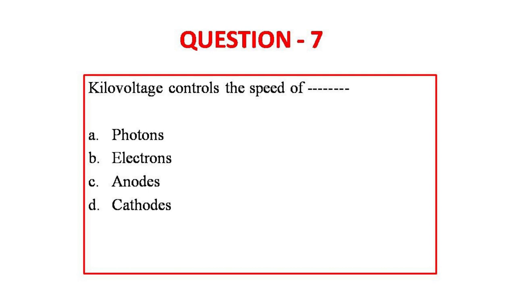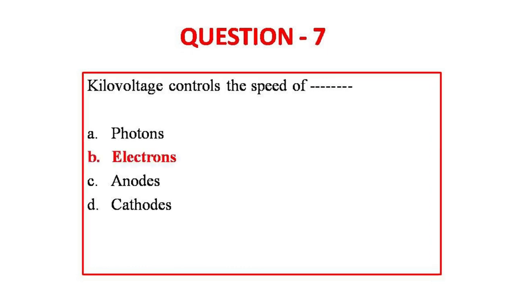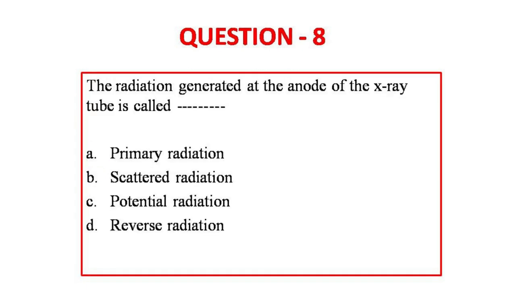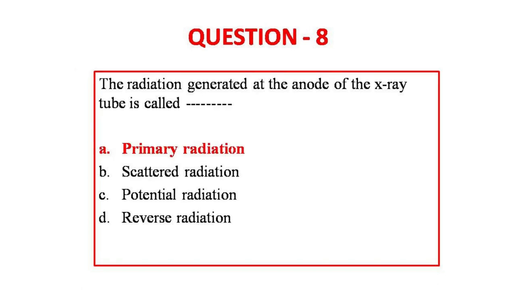So moving on to question number 7. Kilovoltage controls the speed of, they've given 4 options: photons, electrons, anodes, cathodes. So the answer to this question is electrons. So moving on to question number 8. The radiation generated at the anode of the X-ray tube is called, they've given 4 options: primary radiation, scattered radiation, potential radiation, reverse radiation. The answer to this question is primary radiation.